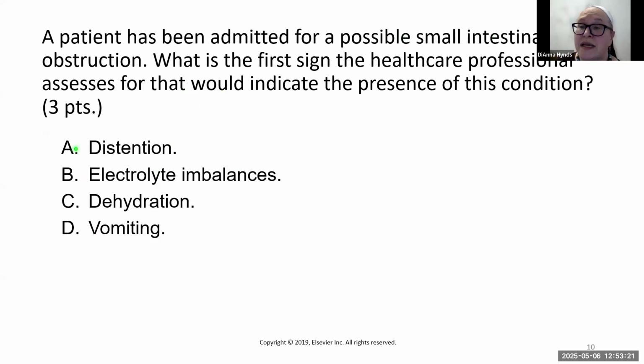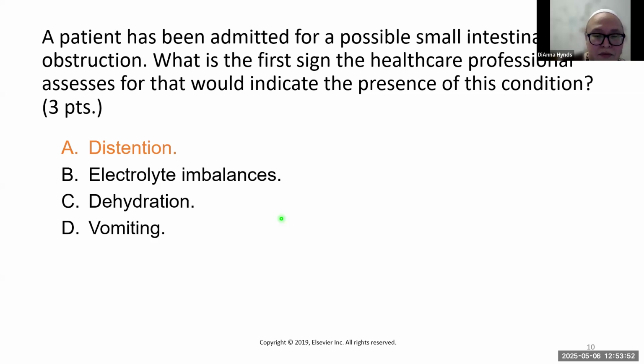And in many cases, the first sign is going to be distension. So what you're going to see is a distended belly. That's going to happen when you have a small intestine obstruction, because you get this backup of the gases, and that's going to cause the distension. That's going to happen before you see any electrolyte imbalances in the blood, and before the patient starts vomiting.